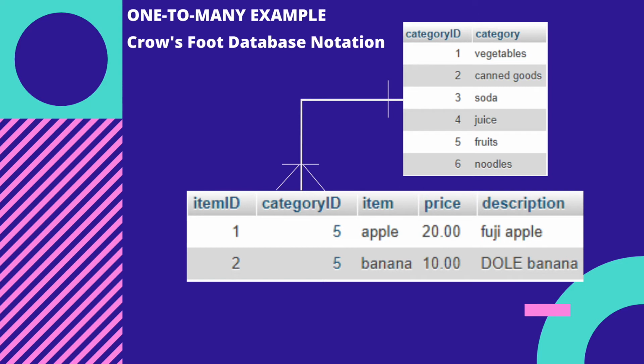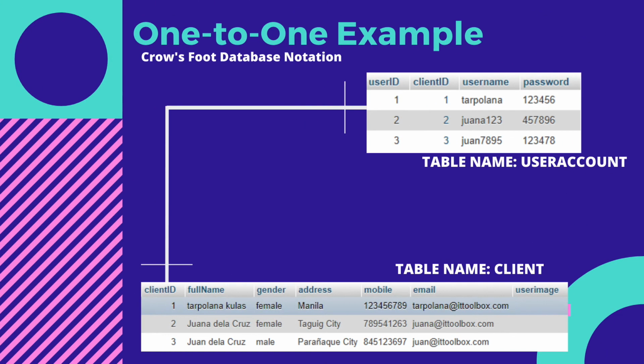Kung nalilito kayo, isipin nyo na lang na ang foreign key, most of the time, ay nasa many side. Kasi you can duplicate a foreign key. The next type of relationship is one-to-one.